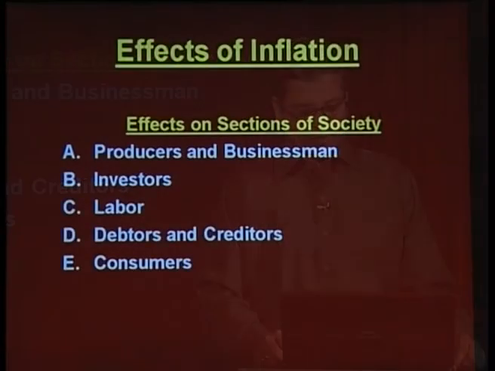As we have started our discussion with the negative effects of inflation, let's see what kind of effects inflation makes on the different people in our society. Effects on the sections of society are as follows. The parts of society are producers and businessmen, investors, laborers, debtors and creditors, and consumers.